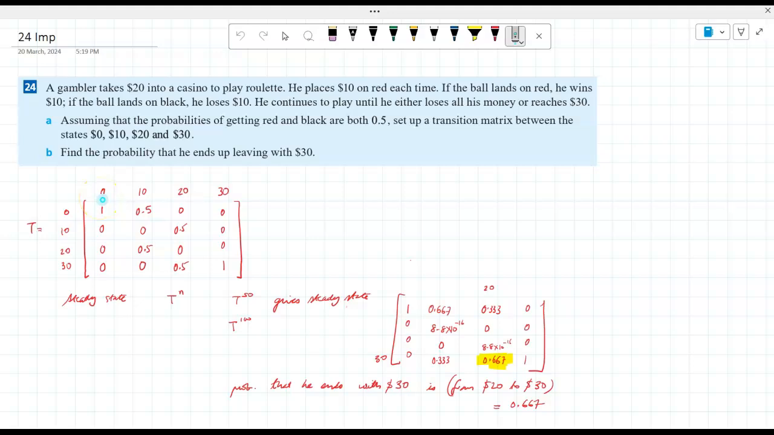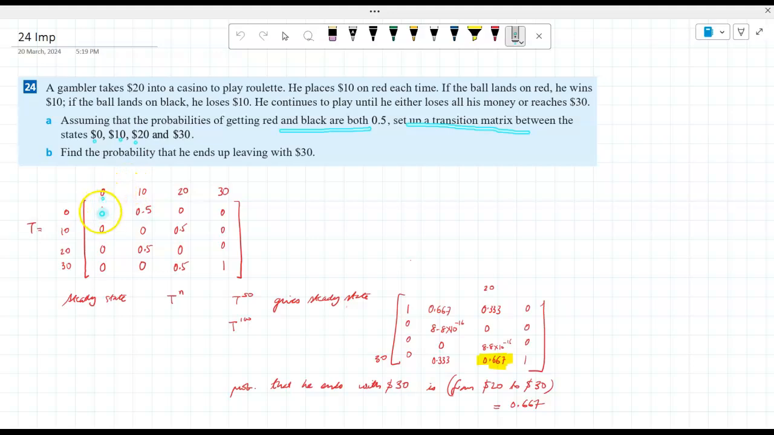So what happens if it's 0? 1. Why? Because you either win 10 or lose 10. If the ball lands on red, he wins $10. If it lands on black, he loses $10. It's like 50% of winning and 50% of losing. He continues to play until he loses all his money or reaches $30. Assuming the probability of getting red or black is each this, set up a transition matrix between $0, $10, $20.